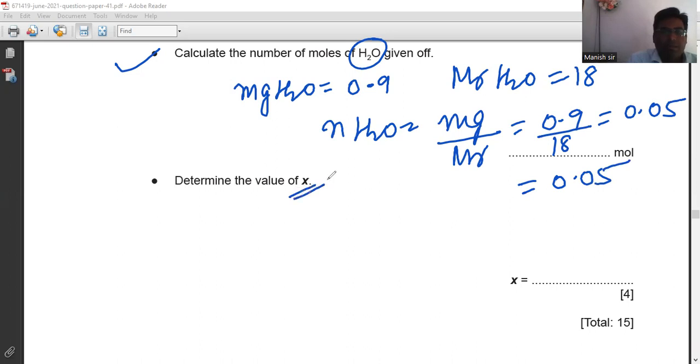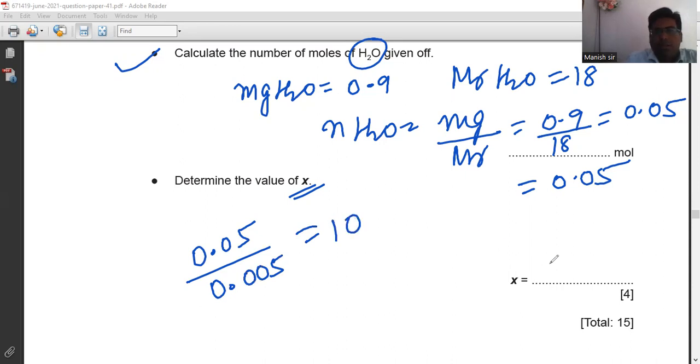Next, determine the value of X, right? So moles of water is 0.05 divided by moles of sodium sulfate, which is 0.005. So it will be 10. The value of X will be 10. So write the answer.